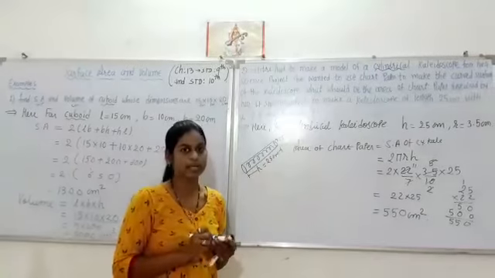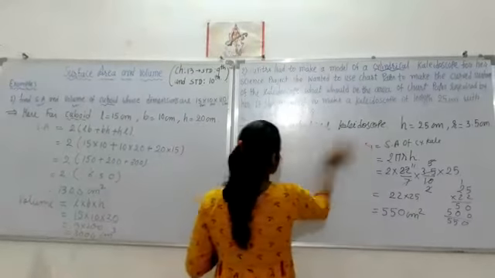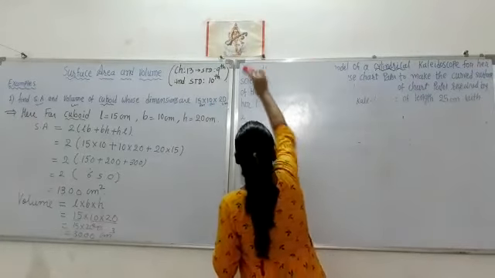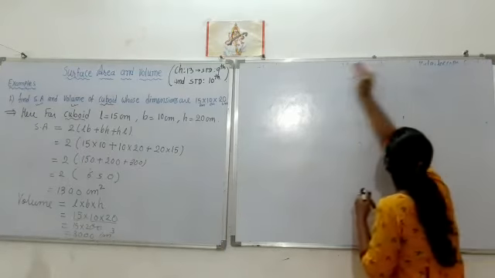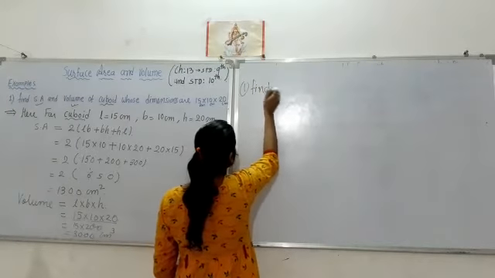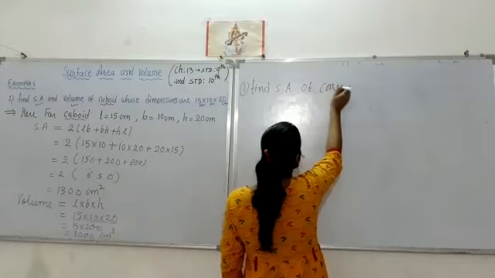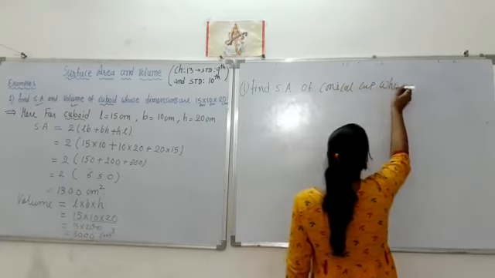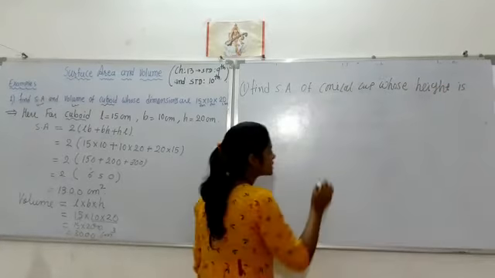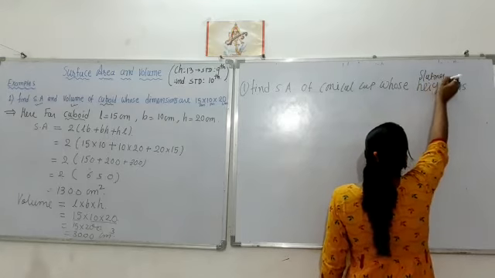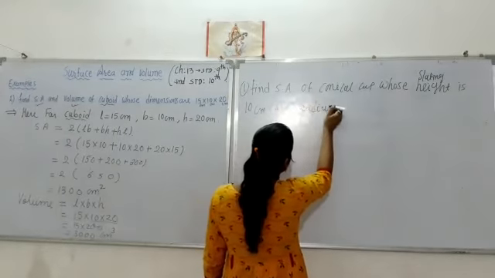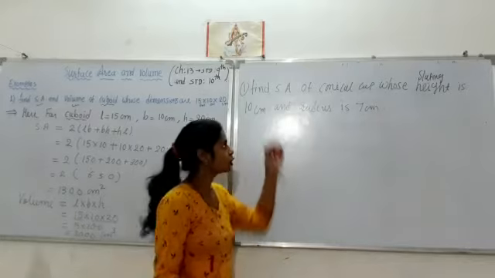Now let us consider one more example based on cone. Find surface area of a conical cap whose slant height is 10 centimeter and radius is 7 centimeter. So you are talking about a conical cap.